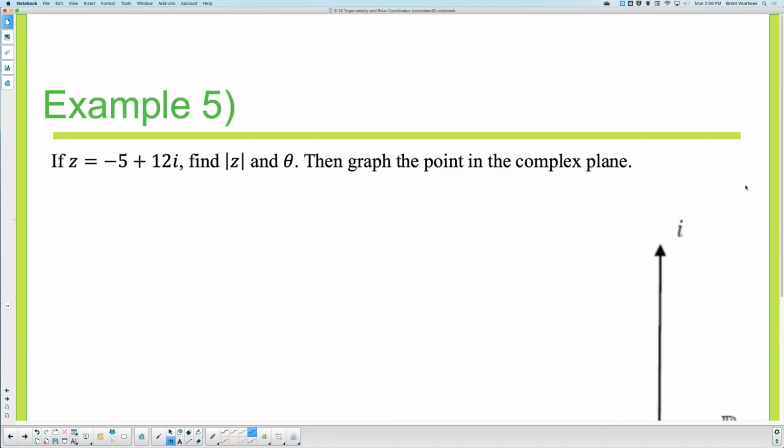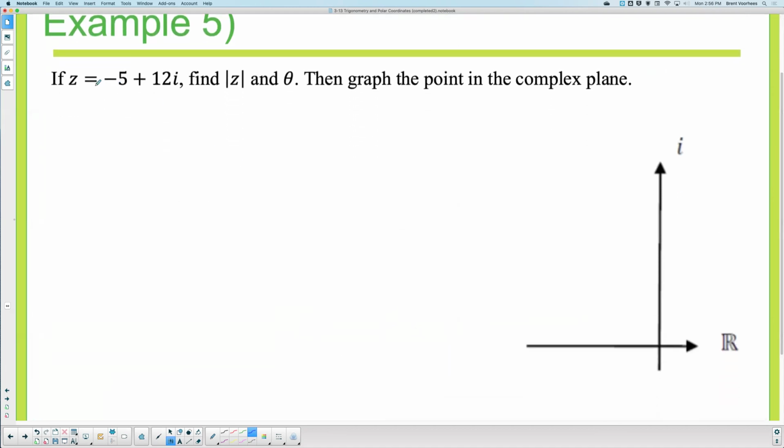So let's try some of these. Example 5. It says here, if z, the complex number, is equal to -5 plus 12i, find the modulus of z, or the absolute value of z, or the magnitude of z, whatever you want to call that, and theta. Then we'll graph the point on the complex plane. So since it's not labeled here, I'm going to say this is approximately 5 to the left, so this is -5. This is the real value, -5. And I'm just going to say this is the value, 12. So the intersection would be the point here.